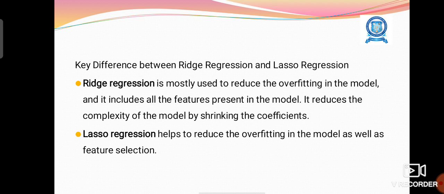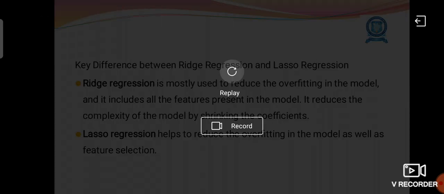Ridge regression is mostly used to reduce the overfitting in the model, and it includes all the features present in the model. It reduces the complexity of the model by shrinking the coefficients. Lasso regression helps to reduce the overfitting in the model as well as feature selection. So that's all about the topic regularization.